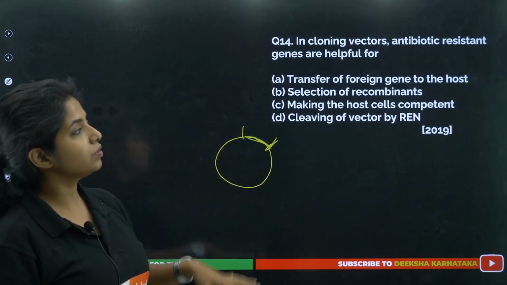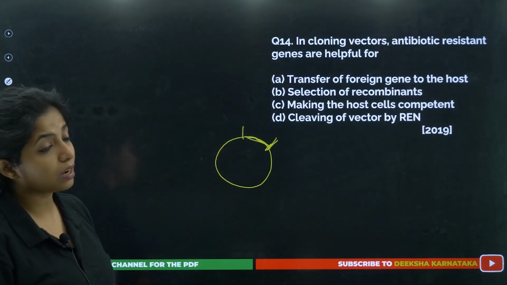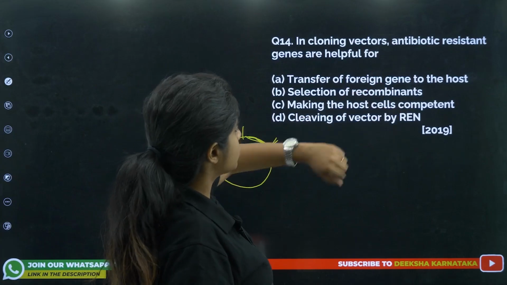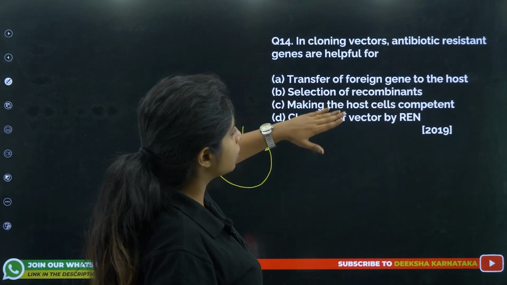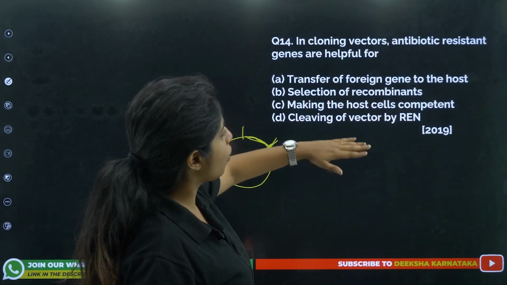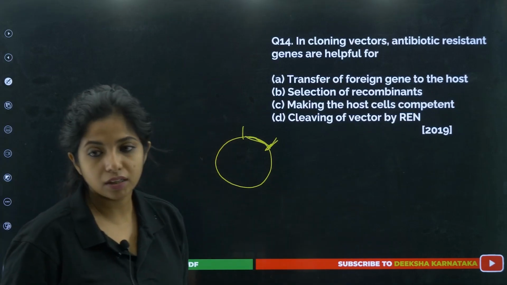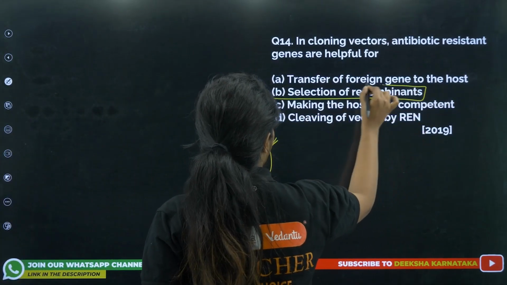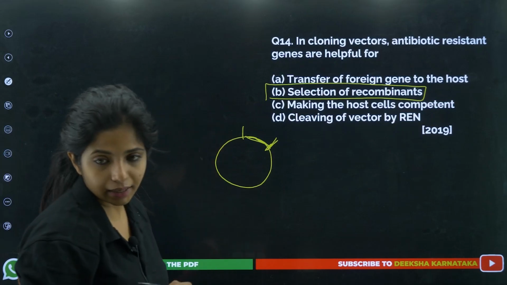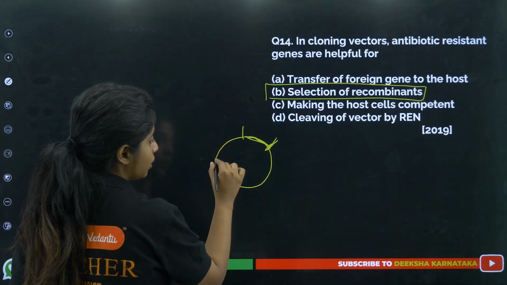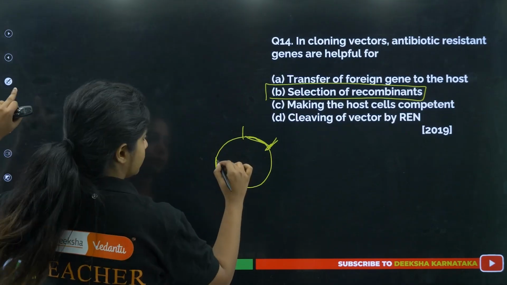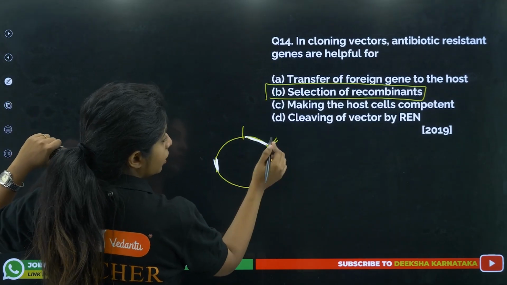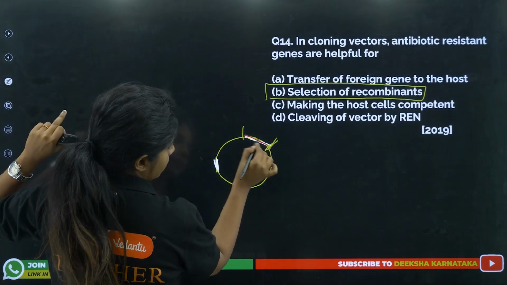Over here, in the case of these vectors, antibiotic resistant genes are helpful for. Why do you need antibiotic resistant genes? Transfer of foreign gene into the host, selection of recombinants, making the host cells competent, cleaving of vector by REN, restriction endonuclease. I would be using it for selection of recombinants. For example, I have an antibiotic resistant gene over here and one over here. I am cutting this gene and putting in the gene of interest.